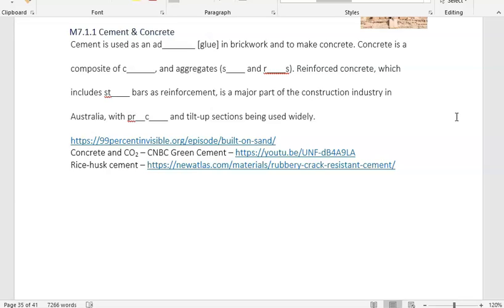Tilt up is used for factories and things where you don't usually want a very high finish. So what you do is you cast your flat slab, and then what you do is you cast the concrete wall laying down, and then you pick it up and you lift it in place.